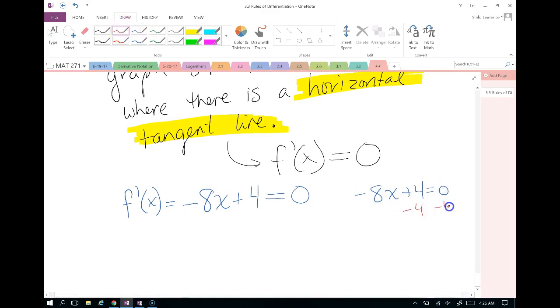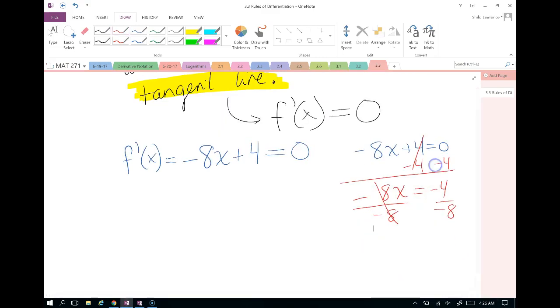So I'll subtract the 4 over. Divide the negative 8 over. And we get x equals 1/2. That is not our answer. Be very careful. Always look back at the question. It'll take less than 5 seconds. Look back at the question and make sure you have answered the question that you are being asked.